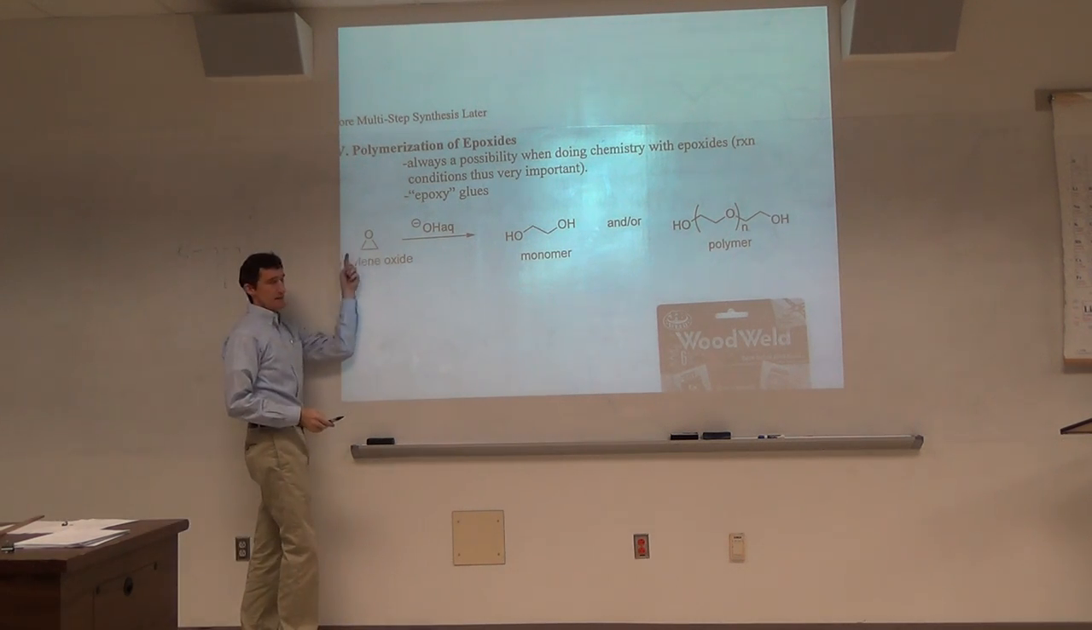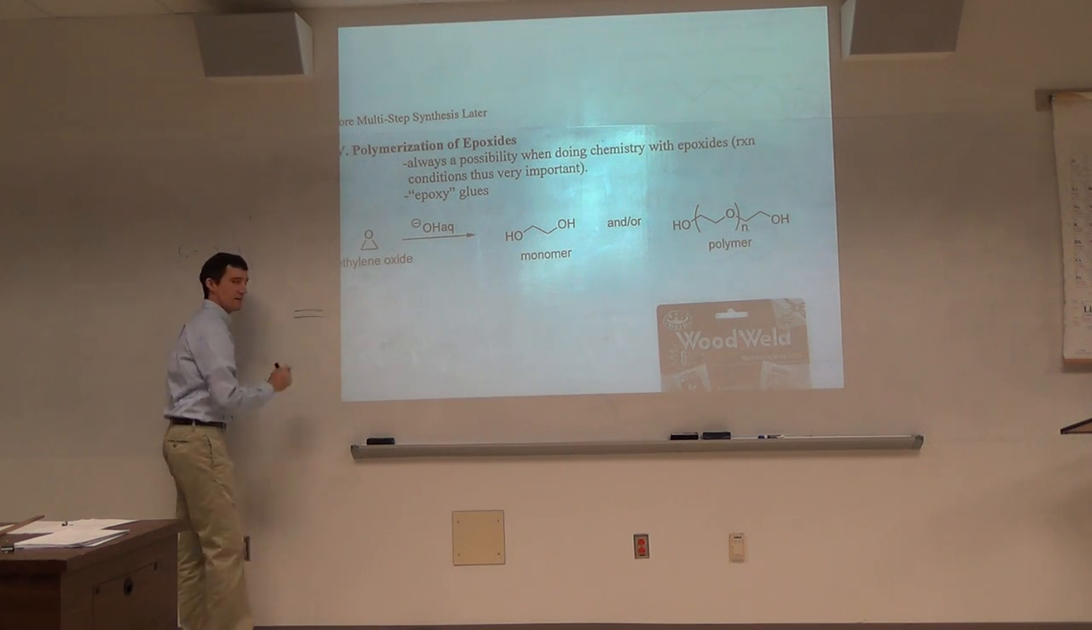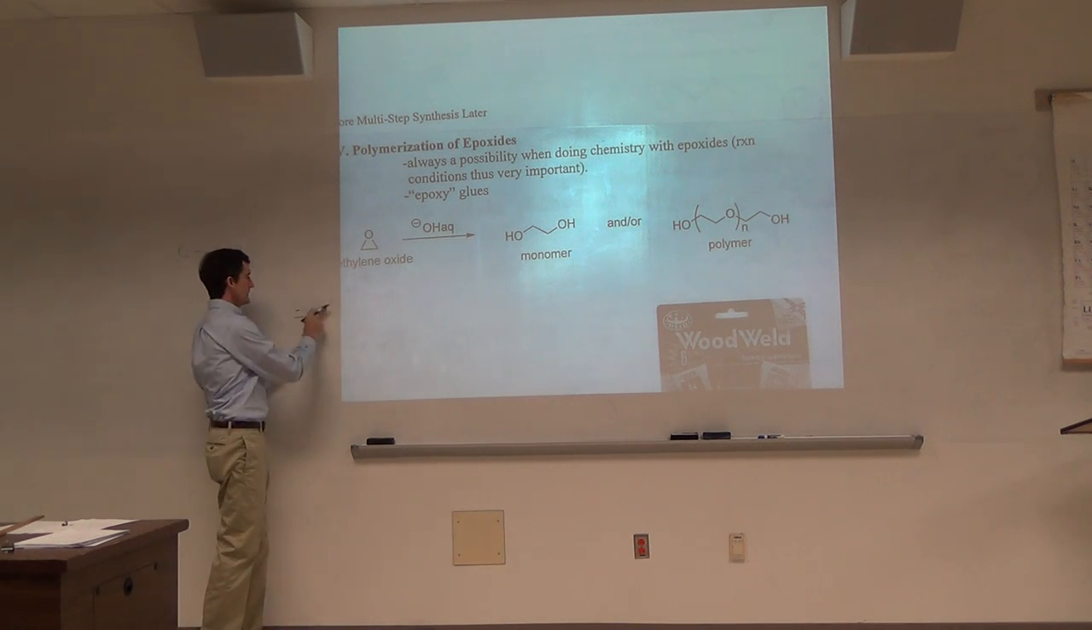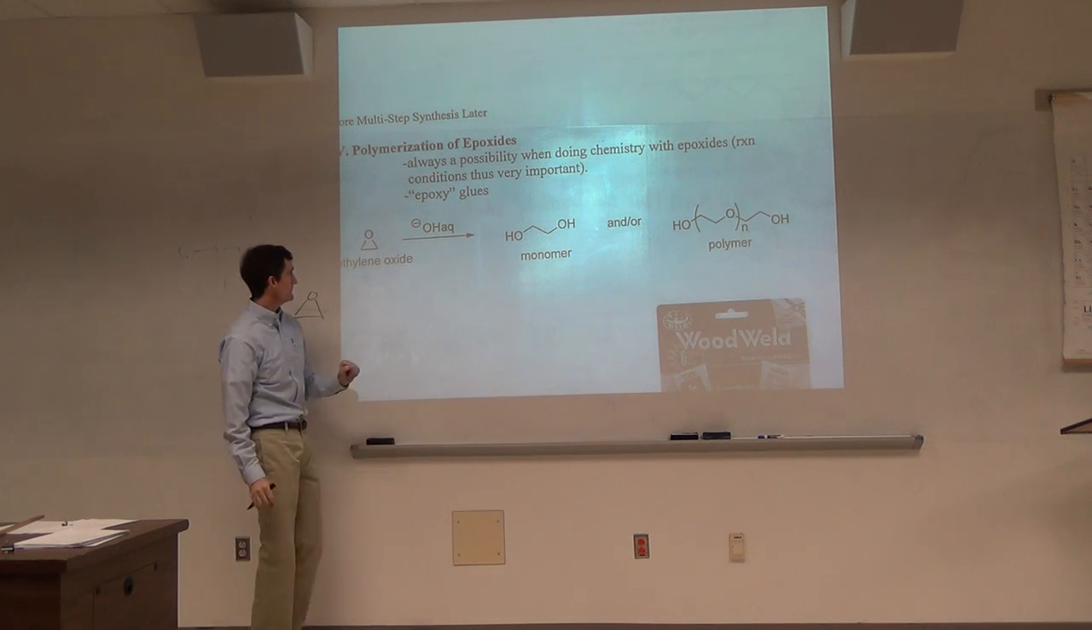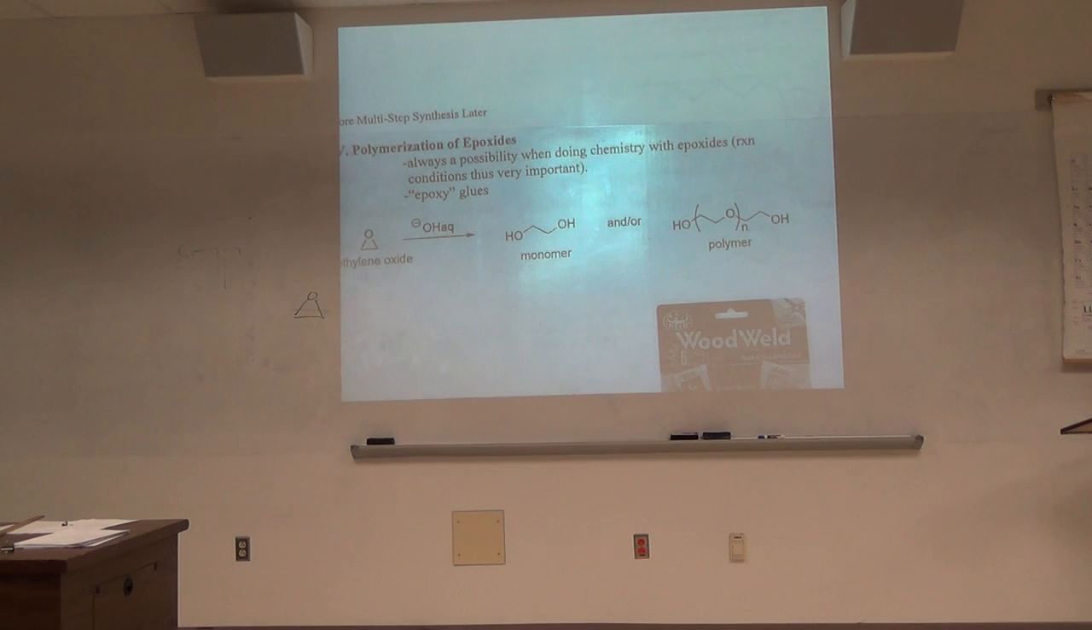Ethylene oxide is the simplest epoxide. Ethylene is just a 2-carbon alkene, ethene, but it became known as ethylene. If you turn this into the oxide, it's called ethylene oxide. It used to be used to sterilize surgical equipment because it's very reactive, it'll kill microbes.